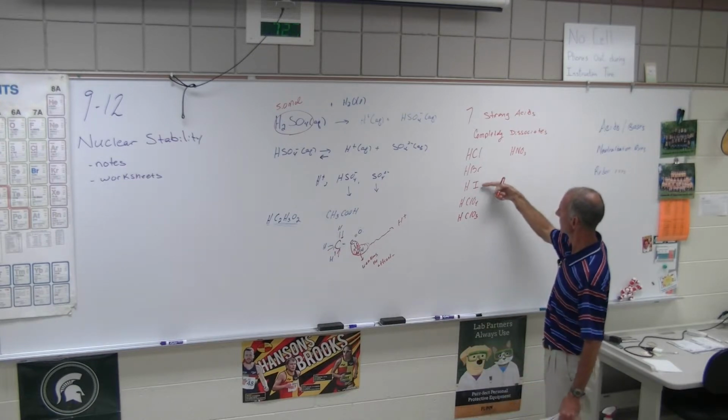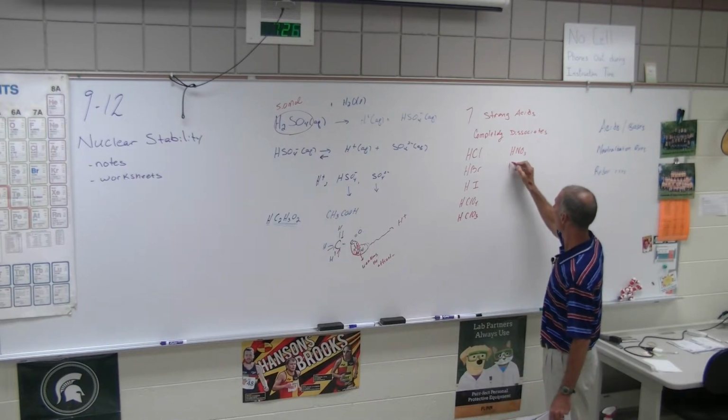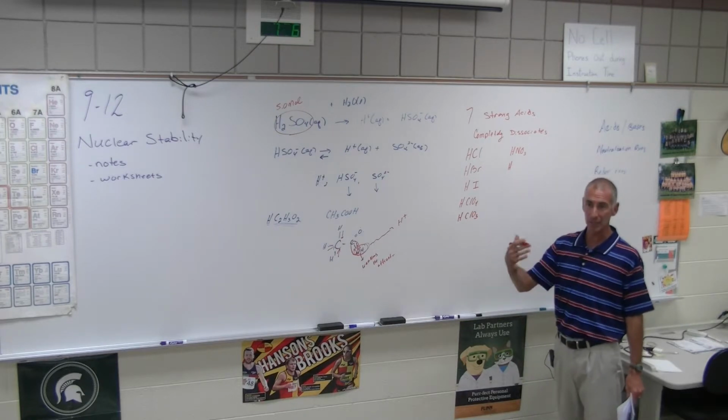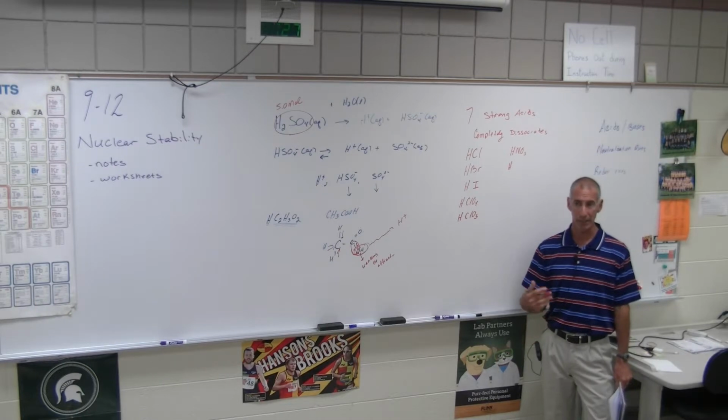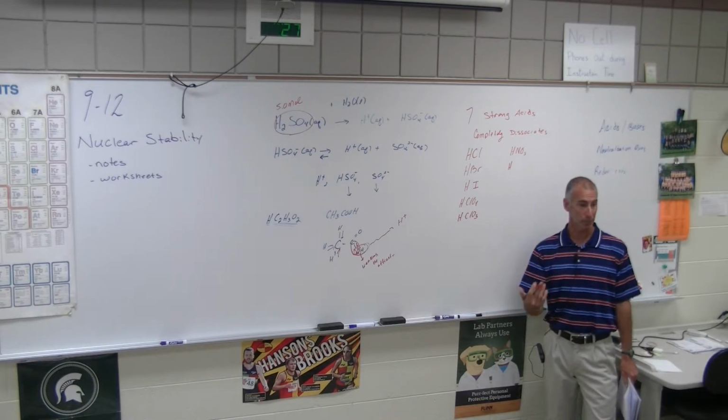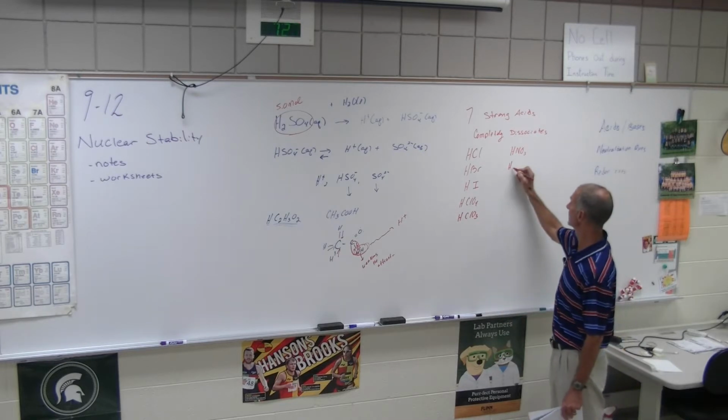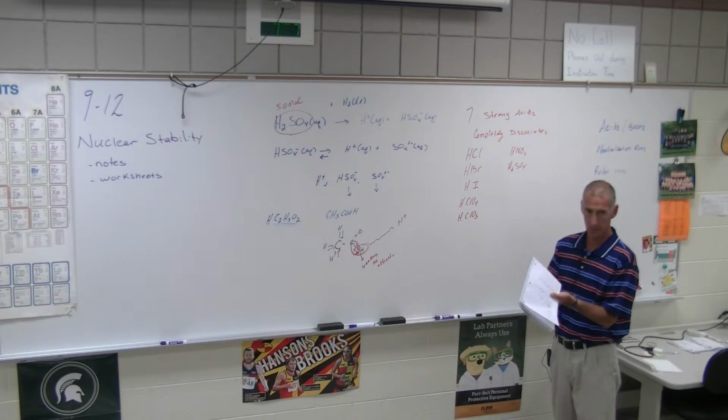Yeah, 1, 2, 3, 4, 5, 6. Oh, and then here's the word, polyprotic. What does the word polyprotic mean? Many. So the only polyprotic strong acid is sulfuric acid.